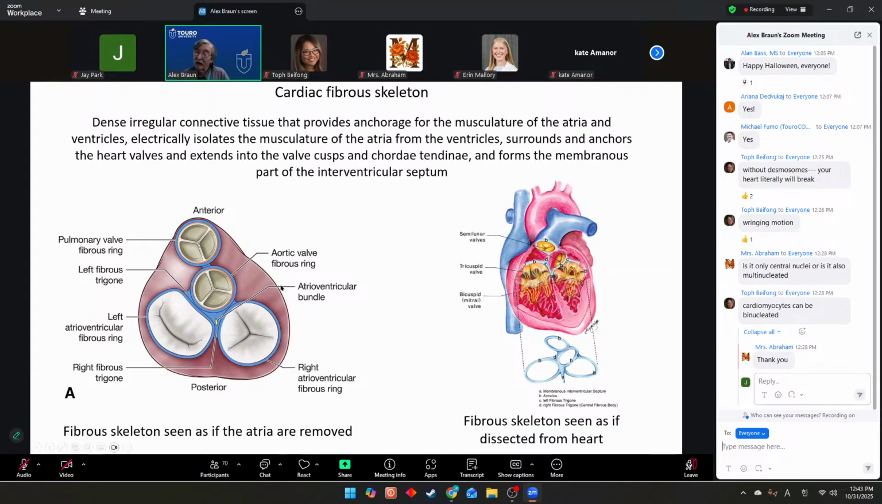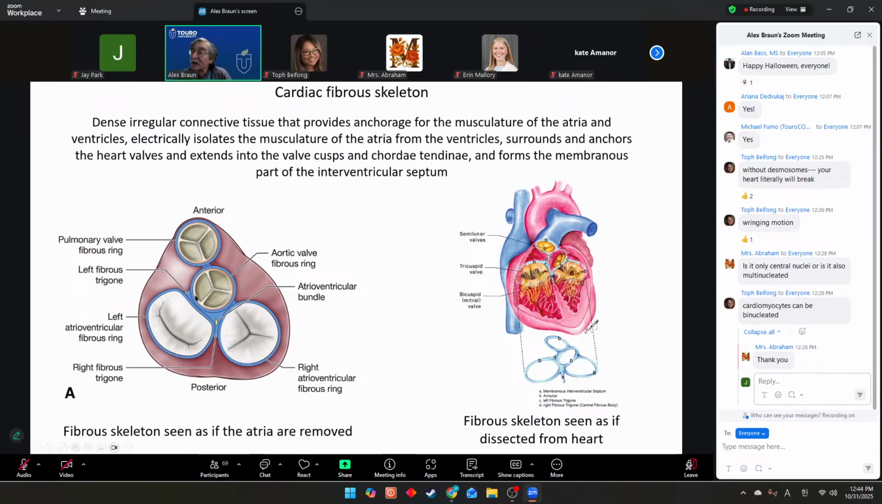If you have a heart and you remove the atria and you look down at the four valve openings, you see around the valve openings a very thin layer of connective tissue. These are the fibrous rings, which form an annulus in which the four valve leaflets anchor themselves. So the valves anchor themselves onto these rings of fibrous tissue, which are part of the cardiac skeleton.